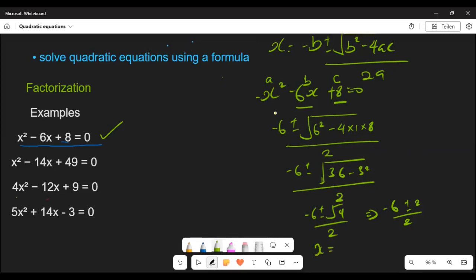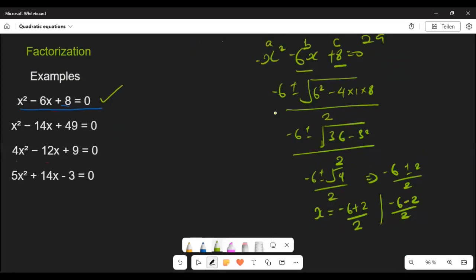So x is going to be equal to either minus 6 plus 2 over 2, or x is going to be minus 6 minus 2 over 2. Those are the options that we have here. If we do this, we have minus 4 over 2, which is equal to minus 2. Otherwise, we take this one, it's going to be minus 8 over 2, which gives us minus 4. So those are the values of x.